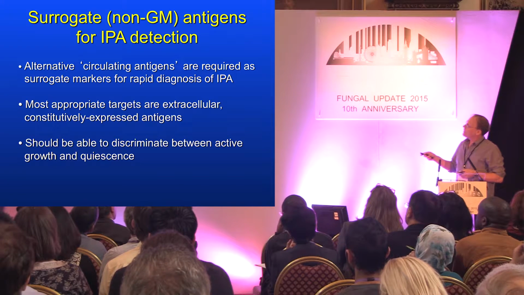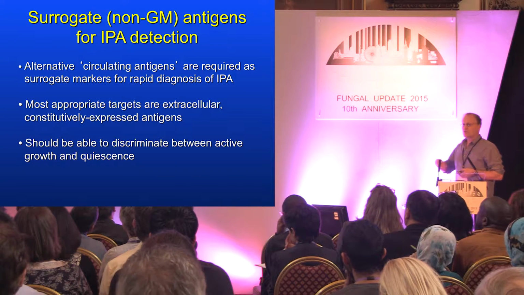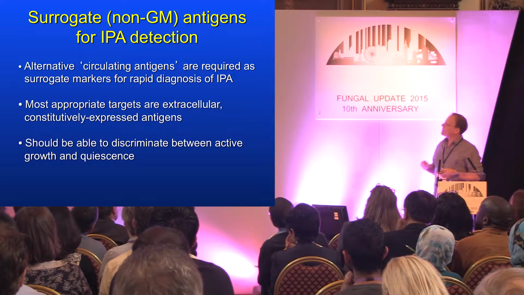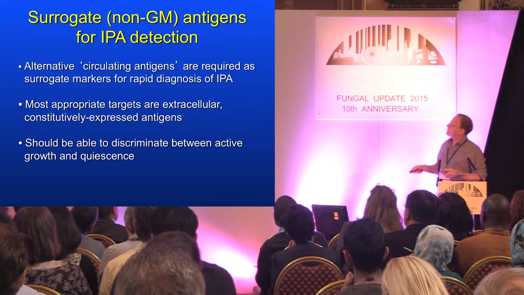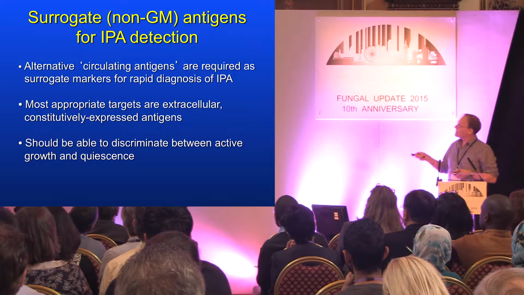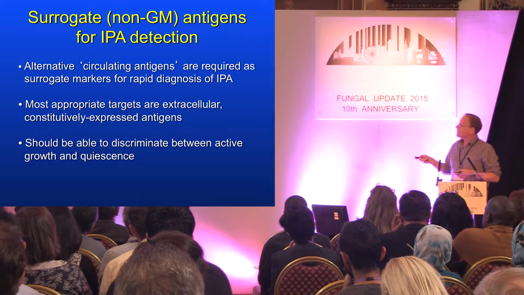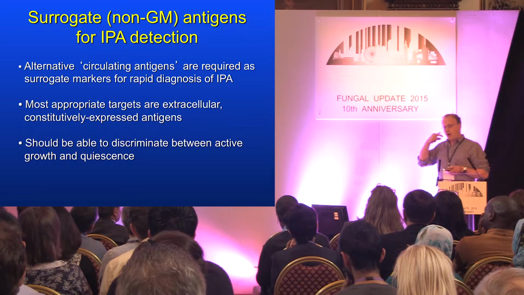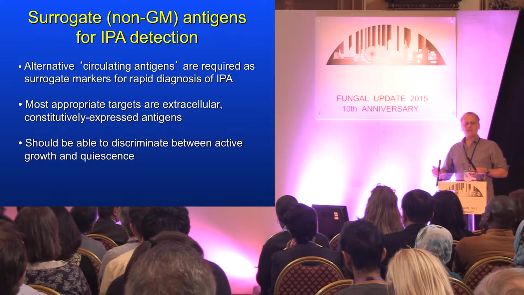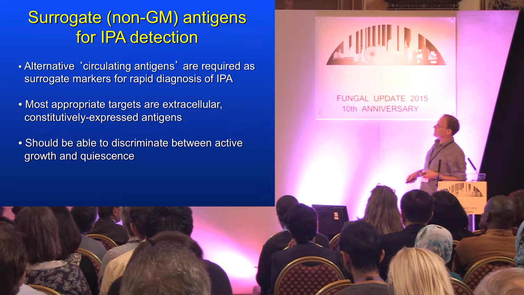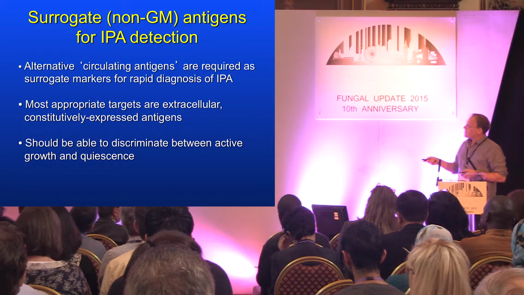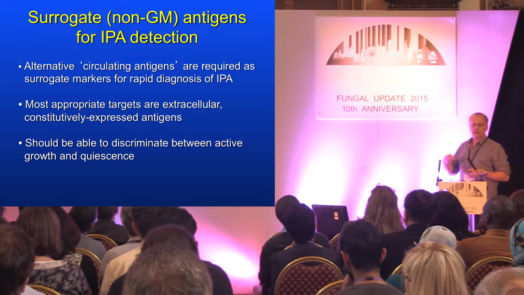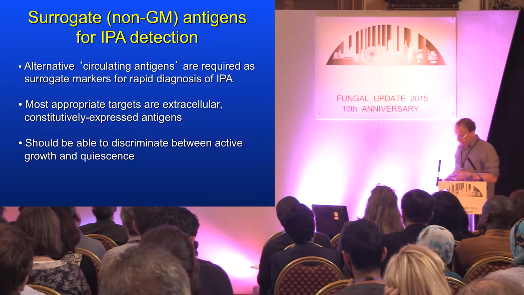So you really want all circulating antigens, things that are being produced by the developing fungus that go into the bloodstream and circulate, so you can detect them within serum or indeed within bowel fluids. The most appropriate are clearly extracellular and are produced in large amounts constitutively. So they're only on when the fungus is actively growing and it's producing it all the time in large amounts. Your diagnostics should be able to discriminate between active growth and quiescent spores that are just lodged in the lungs and not actually becoming invasive.